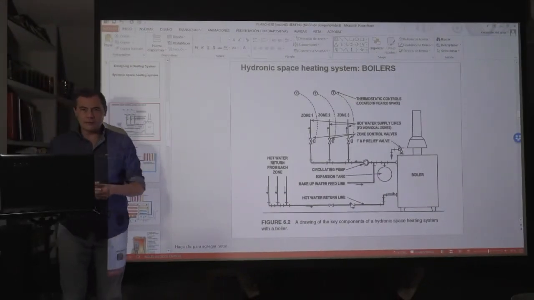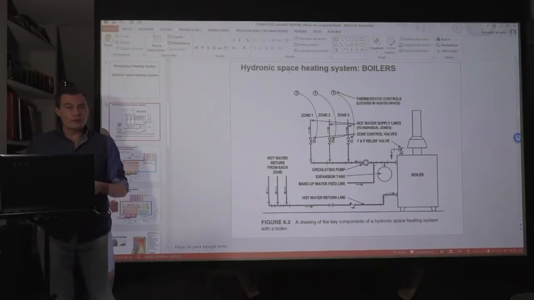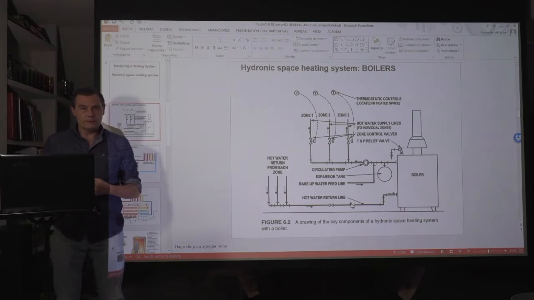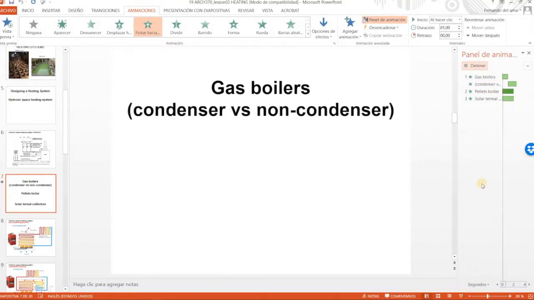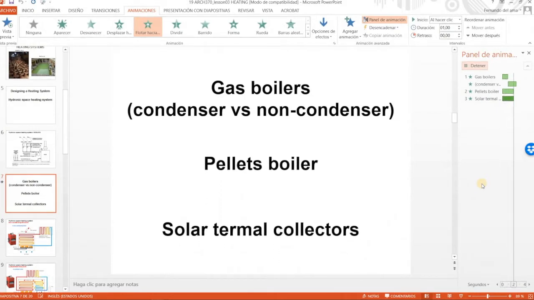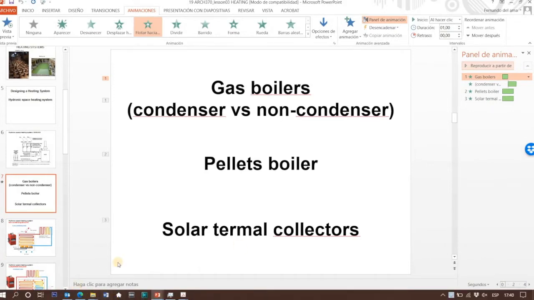Okay, on the second part of this lesson, we are going to introduce three kinds of energy generators. The first one is the gas boiler. We will differentiate between condenser gas boilers and non-condenser gas boilers. The second one would be the pellet boilers. And finally, I will show you solar collectors to heat up water.